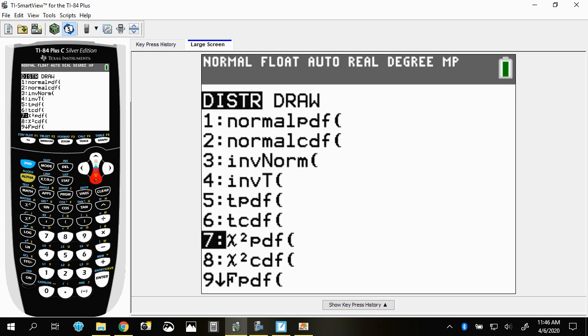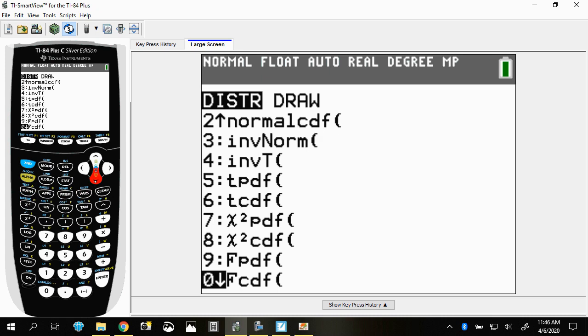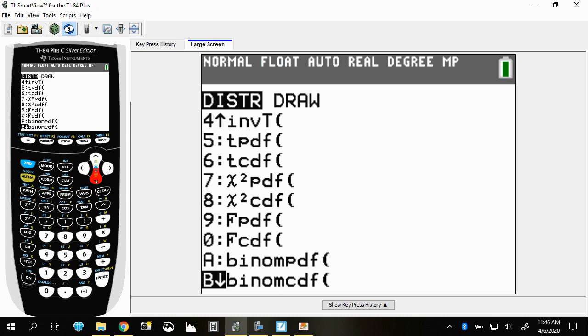So you're going to need to go down, and depending upon what calculator you have, it will either be 0 and A or A and B. So in mine, it's A and B. So it says binom PDF and binom CDF. This is where we're going to go to do these probabilities.